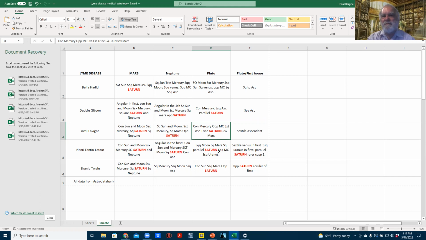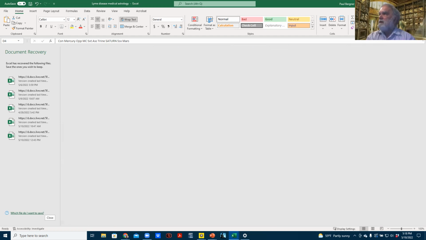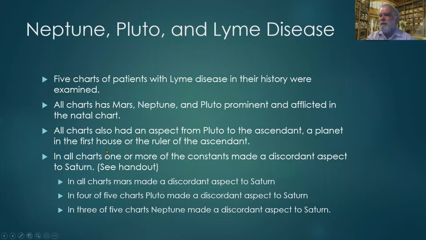So anyway, for future research, I think we might look for the role of Saturn in Lyme disease. And we might even explore it as a constant, to see if Saturn is prominent with discordant aspects. But I think it's common. This one malefic planet is tied closely to all three of the significators that are showing up for Lyme disease. Okay. I think I could close that. There we go. All right.